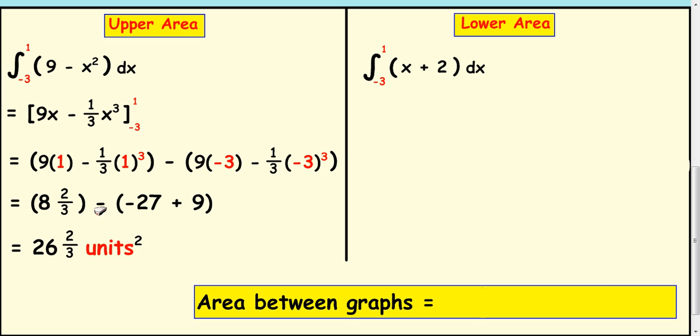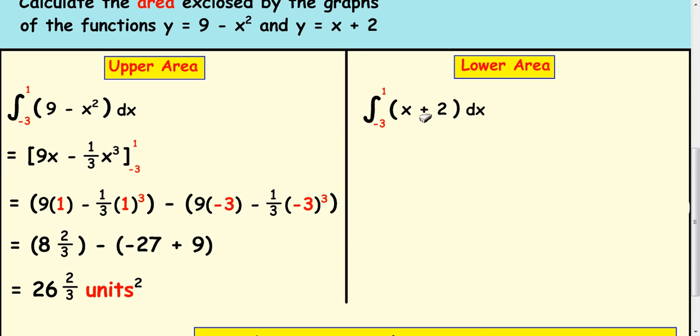You're going to add on 27 and take away the 9. Or you could just do this calculation here. -27 add 9 is -18. So we add on 18 to this, take away -18. So 18 plus 8 is 26, and then you get your 2/3.